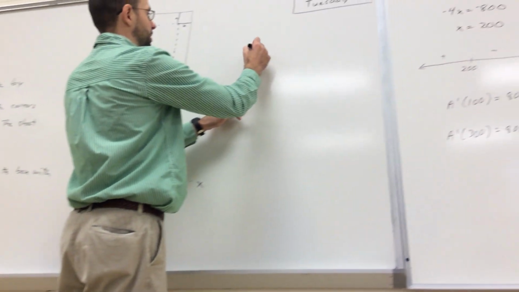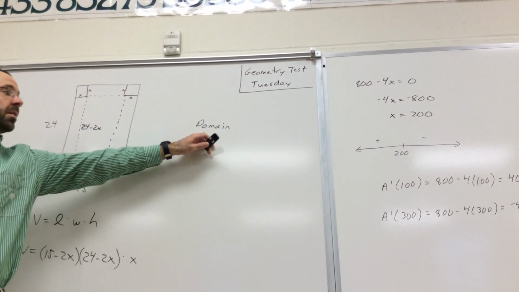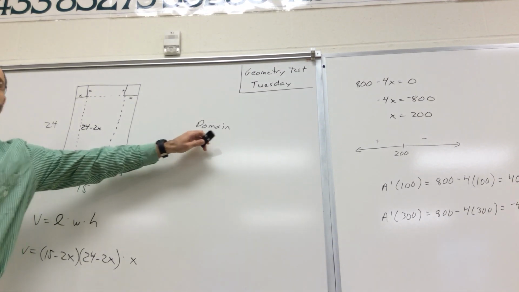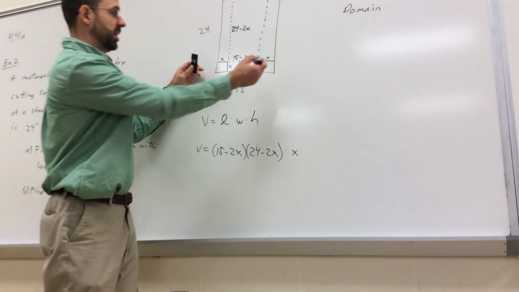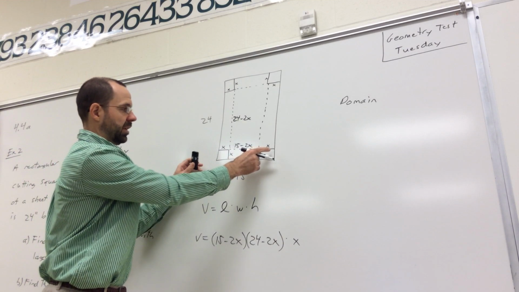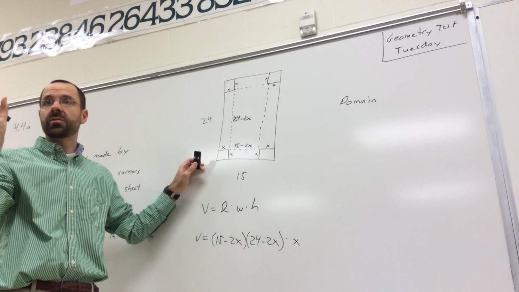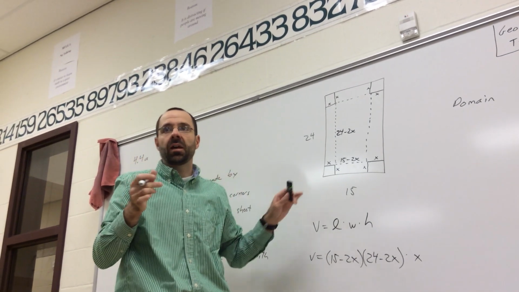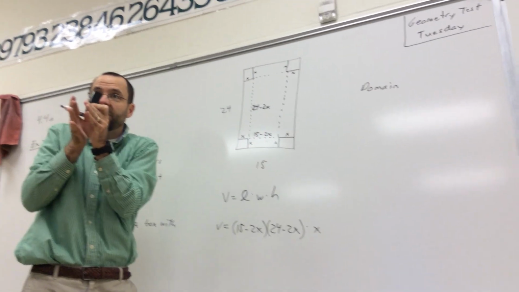Okay, so next thing I want to talk about is the domain of this problem. The domain is what x is allowed to be. So x has a limit because I can only cut out a certain amount. If I cut out 7 on both sides, then I'd be down to 1 inch. That'd be okay. It would be kind of a weird looking box. It would be really skinny. That's okay. Or if I cut out 7.4, then I'd have a really, really skinny box.